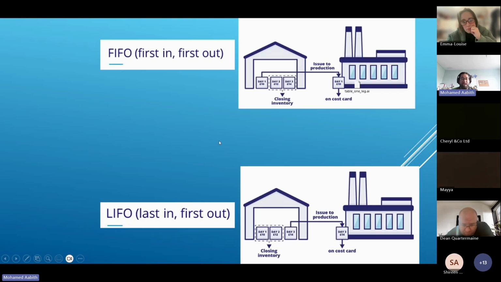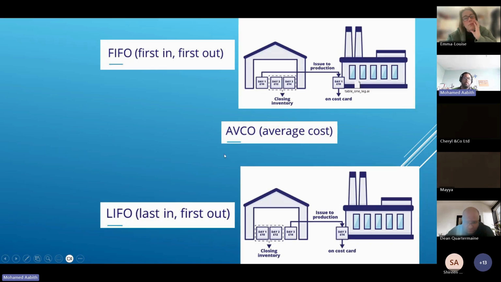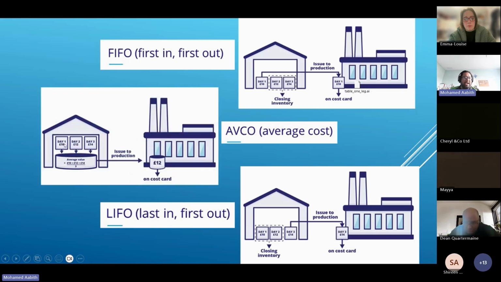And in between both of them, we have something called the average cost. The average cost works out by putting them all together and costing them all at the same price. If you add these 3 and divide by 3, it will give you the cost of 1 unit, which will be £12. So it could be anything, it could be 1, 2, or 3, but it does not matter how much we paid for it. We will just assume each one of them cost you an average of £12.